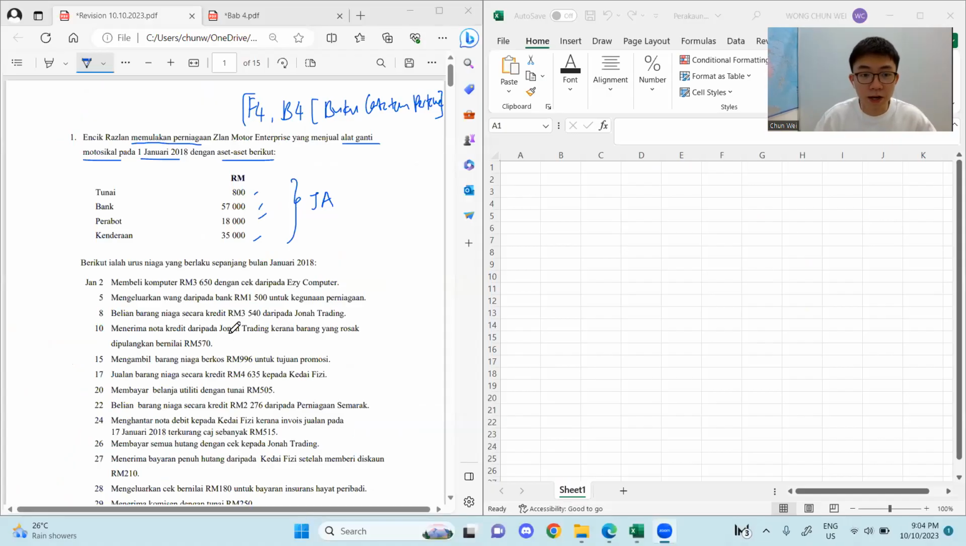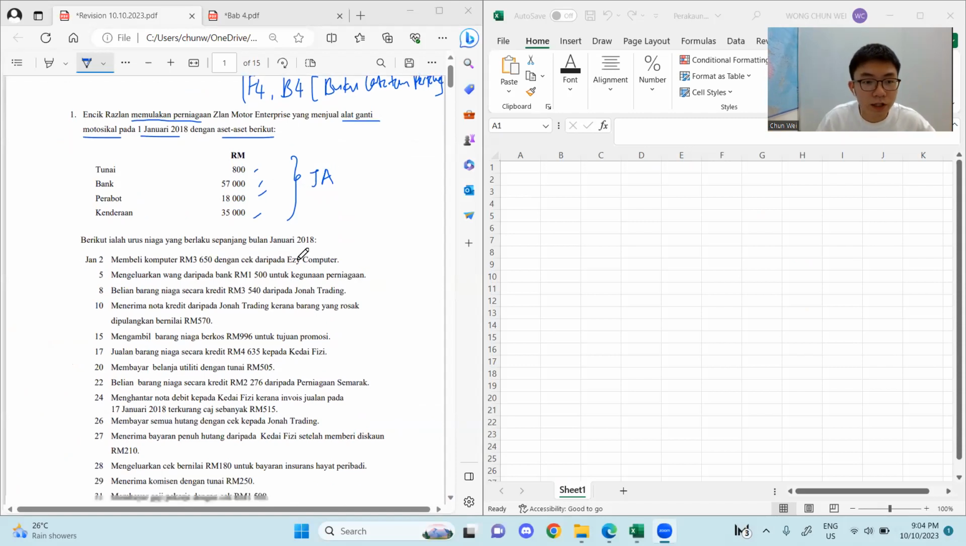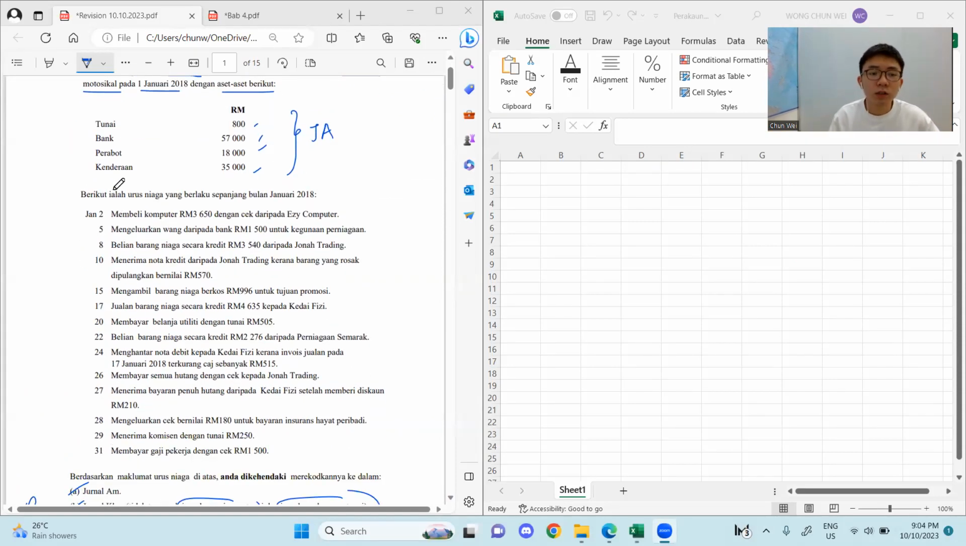Let's apply it. Other than the non-business things, all these baki awal, all the numbers here, put into your journal am as well. Now let's start from this first one, January 2nd. Let's highlight all the keywords. You beli computer dengan check.